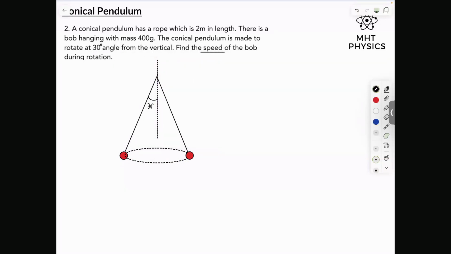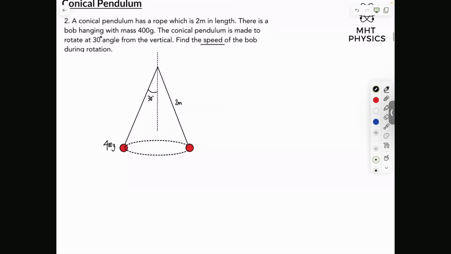They have provided further information here, which is the length of the rope. How much? 2 meters. So this is 2 meters. And there's a bob hanging here whose mass is 400 grams. So 400 grams. Find the speed of the bob during rotation. So at what rate is this bob rotating?